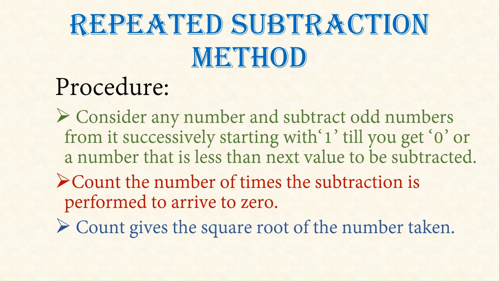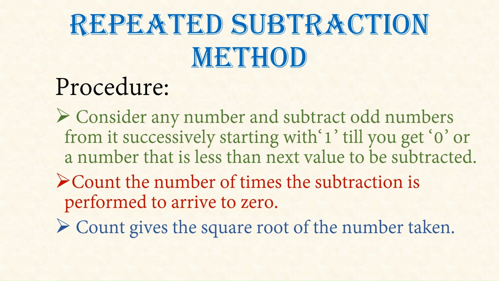Repeated subtraction method. In this method, from a given number, we have to start subtracting the odd numbers. Odd numbers we have to consider from 1, and from there the successive numbers have to be subtracted from the given number. After doing subtraction, we may reach a point where we get 0 as a result or a number that is less than the next number to be subtracted. If we reach 0, then we have to count the number of times we have done subtraction, and that particular number gives the square root of the given number.